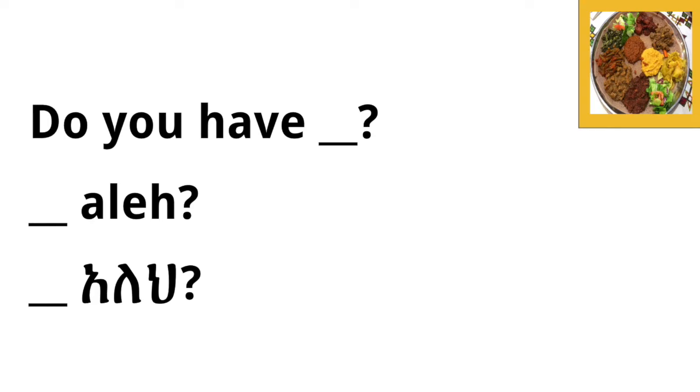If you wanted to ask if they had something at the restaurant, you could say the thing that you want, and then አለ. So is it there? Is it available? Is it there? So if you wanted to ask if they had Morinda, for example, you'd say Morinda አለ. Or if you wanted to ask if they have Gomen, you can say Gomen አለ.